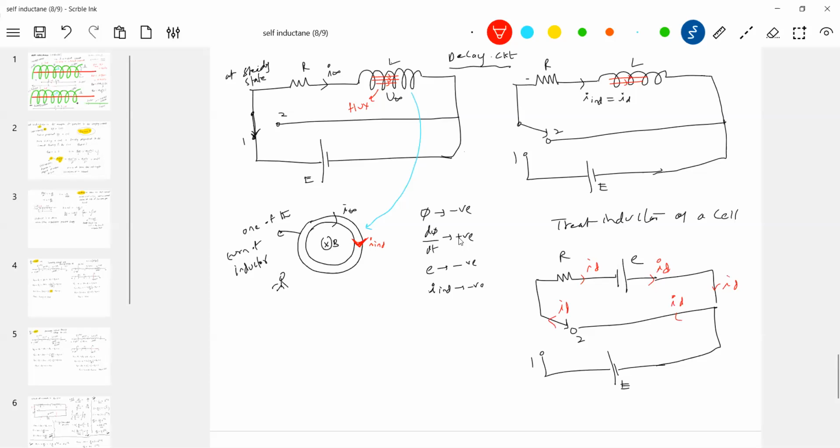So this is the decay current. So how do we get an expression for the decay current? What is the potential drop across these two? The same drop will be applied across it. So the drop across the inductor is equal to the drop across the resistor. So, L minus di by dt equals IR. I'm writing the equation like this. What is the potential drop across the inductor? That will be the drop across the resistor.